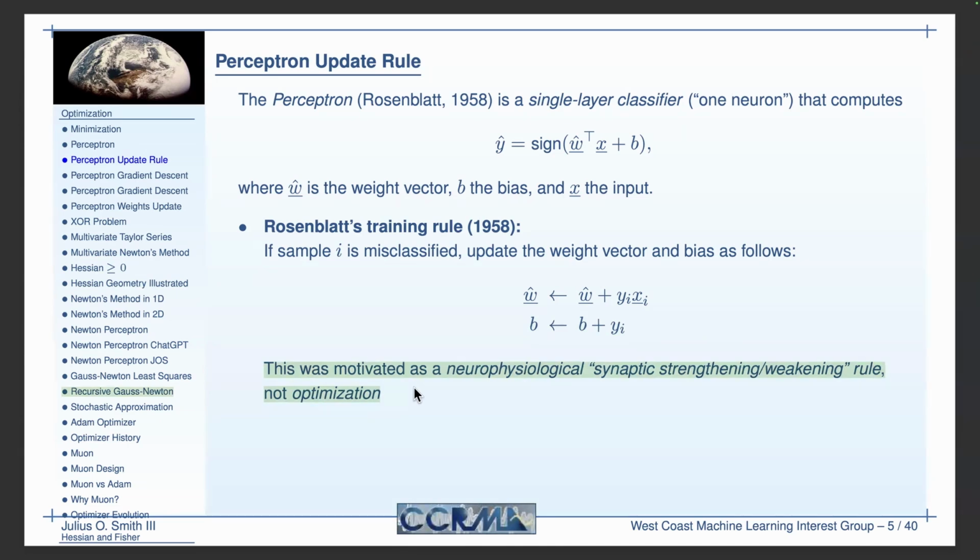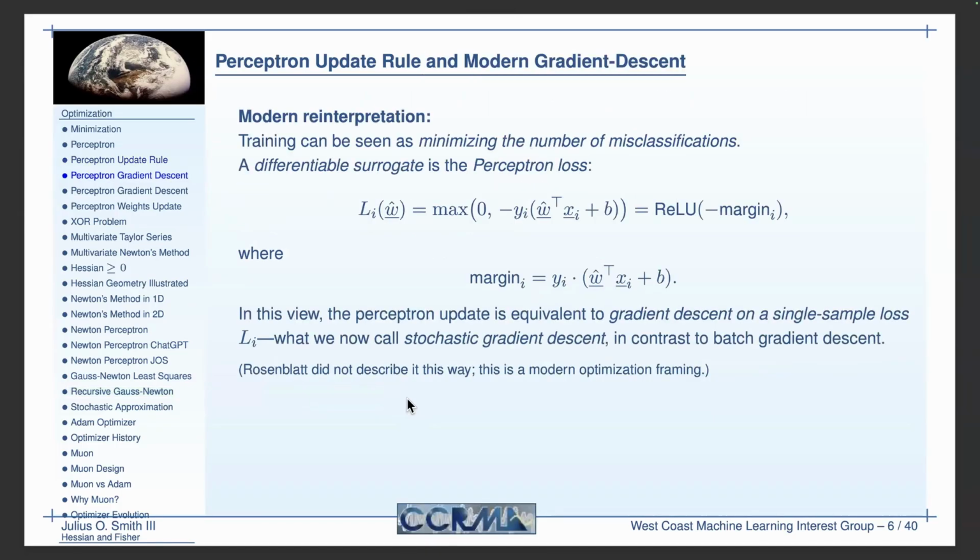I wanted to get the times and stuff. So this is from 1958. It was motivated by a neurophysiological synaptic strengthening and weakening rule. It wasn't thought of as optimization, according to what I found.